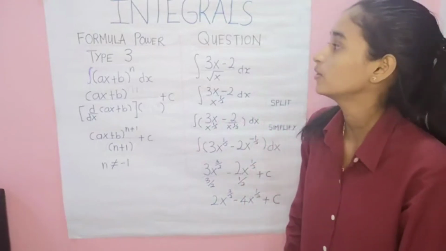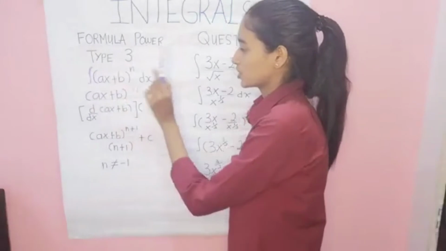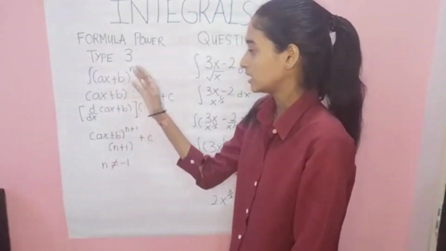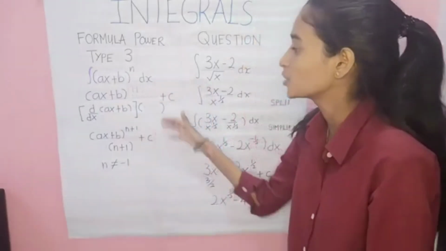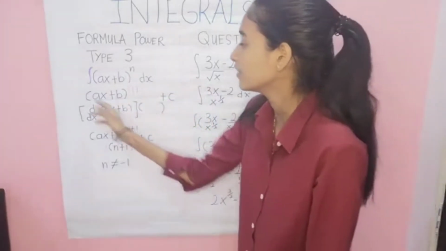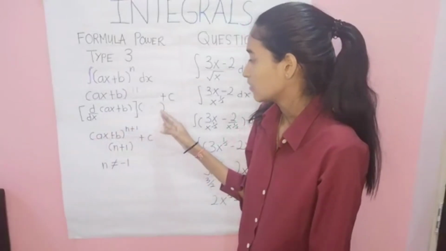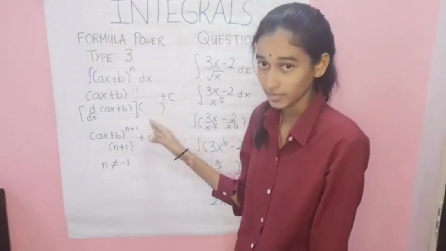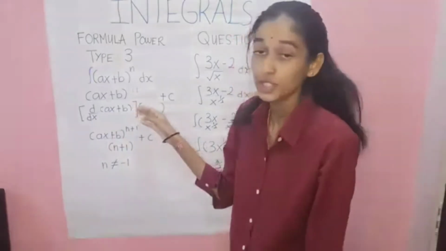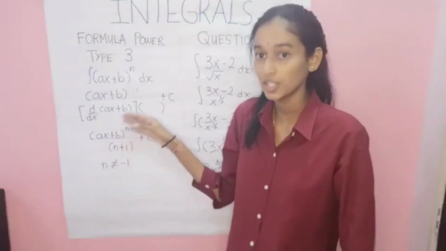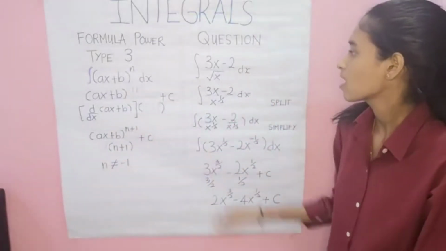So here I am today to explain about integrals power type 3. Let's have a look at the formula of power type 3. This will be the question (ax + b)^n dx. So what we have to do is just add 1 to the n. Here we will be doing differentiation. And same goes here, we just have to plus 1 to the n. This will be the final answer. And we will be doing differentiation in the integrals also. So let's have a look at the question.